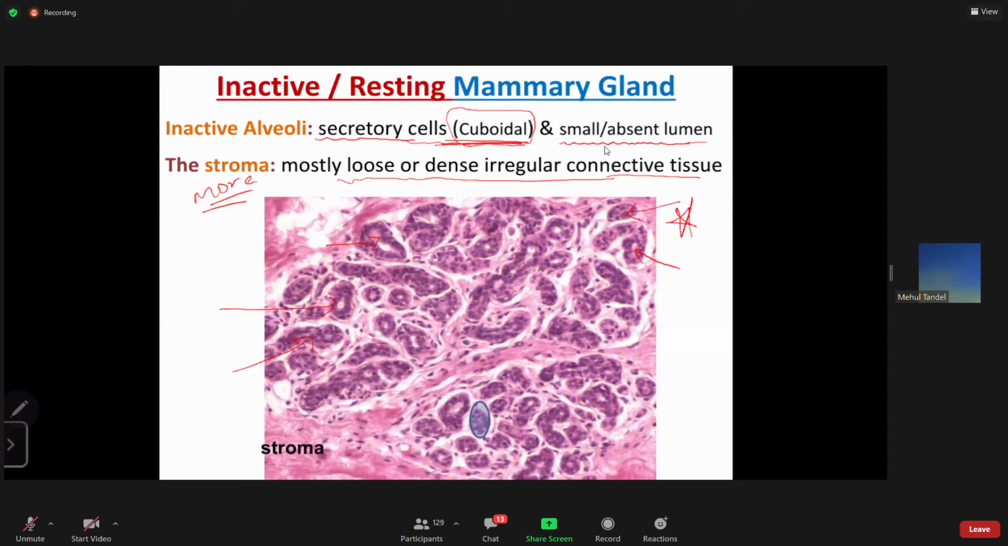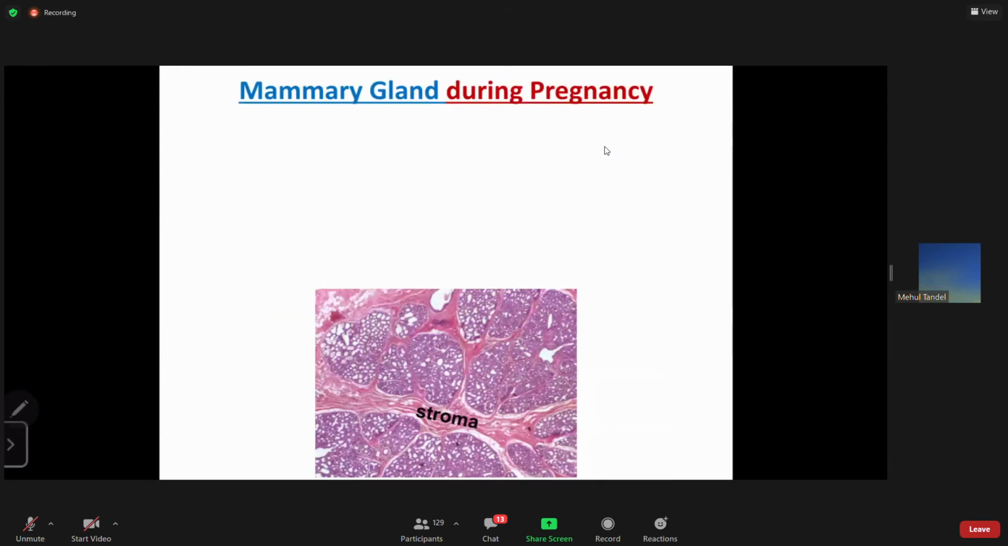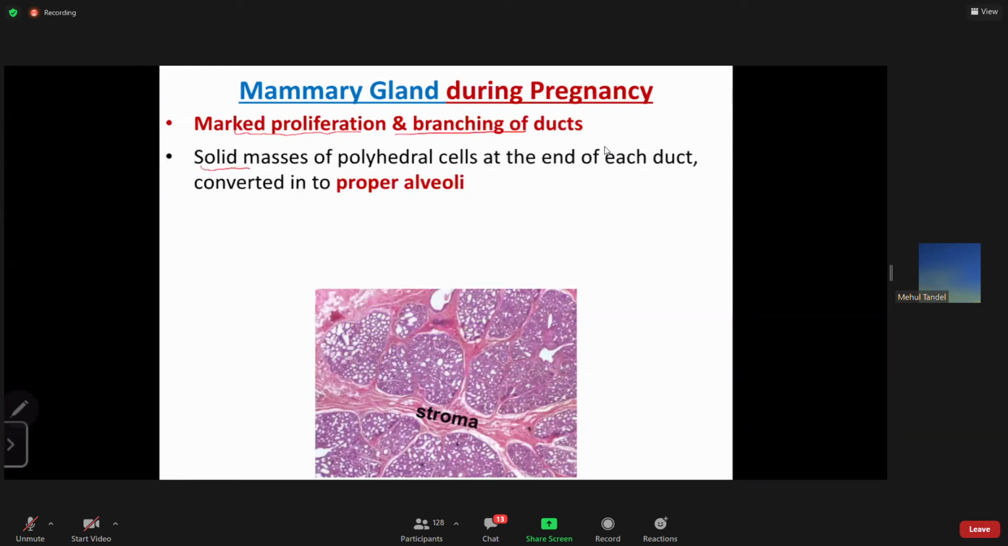Now, what happens during pregnancy? During pregnancy there is a further proliferation of ducts. From pregnancy to lactation, there is an increase in the amount of parenchyma by proliferation of ducts and by formation of proper alveoli. So there is a marked proliferation and branching of the ducts. That is the first feature, the first thing that occurs during pregnancy: marked proliferation and branching of ducts. Now, the solid masses, we know that at the end of each duct there is a solid mass. Now this is converted into proper alveoli during pregnancy.